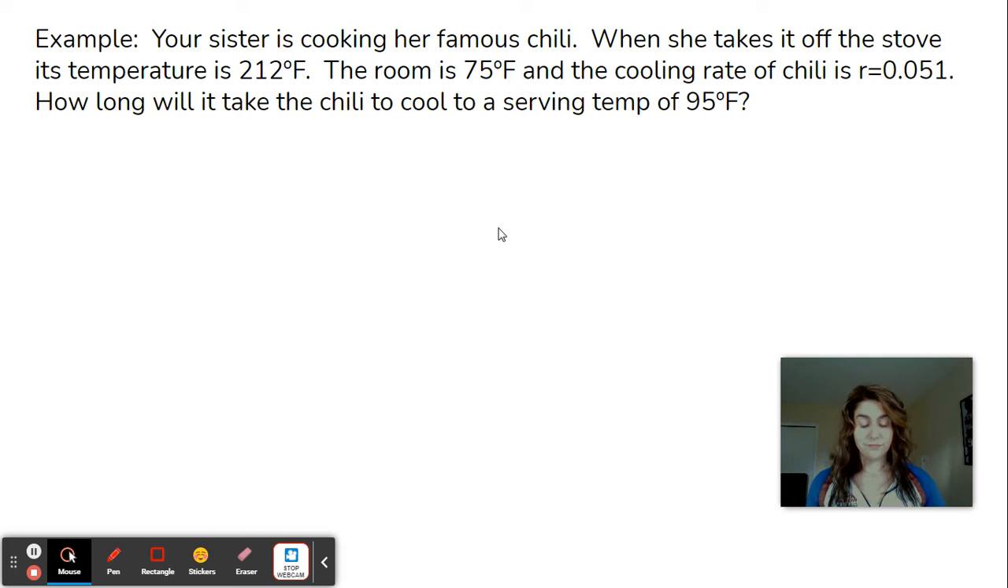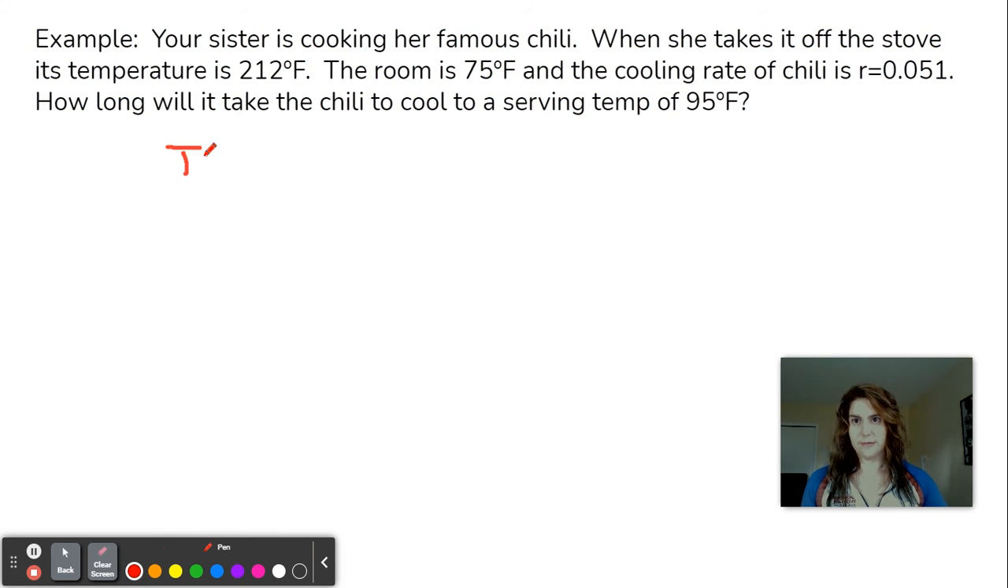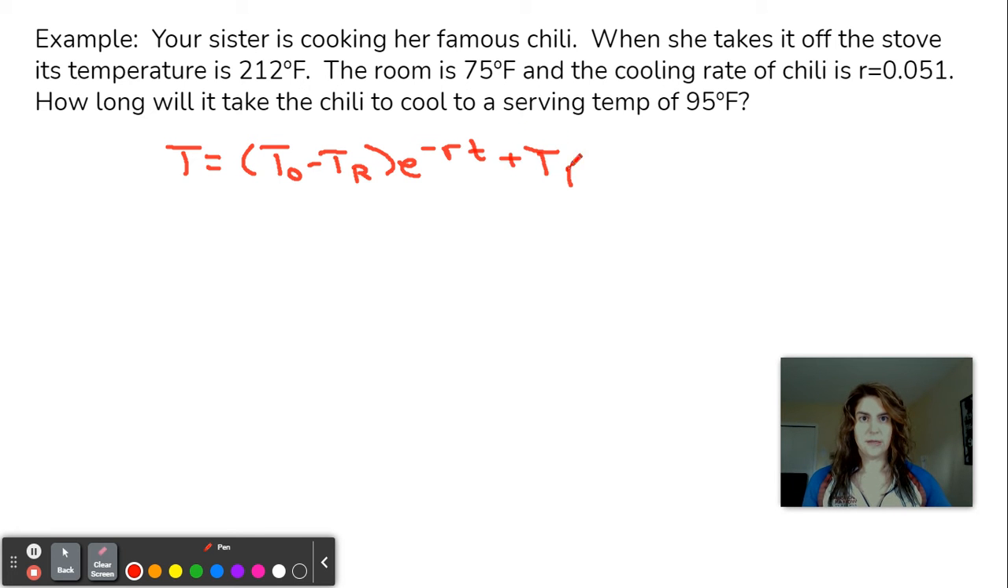We're going to start with the food one. All right, so first thing, I'm going to write down the formula again. So T equals T sub 0 minus T sub R e to the negative RT plus T sub R. So we want to find as much of that as we can from the word problem, so we can just fill it in and go with it. So we have our sister cooking her famous chili. She takes it off the stove. The temperature is 212. So that's your initial temperature.